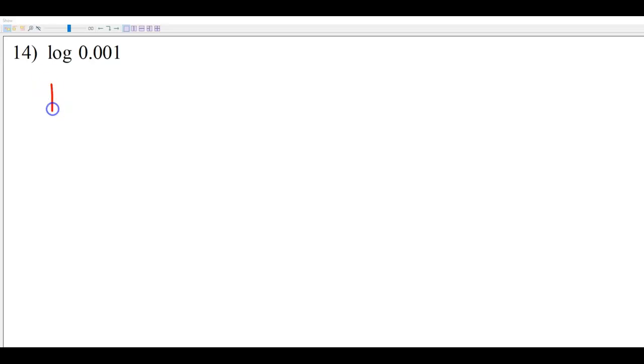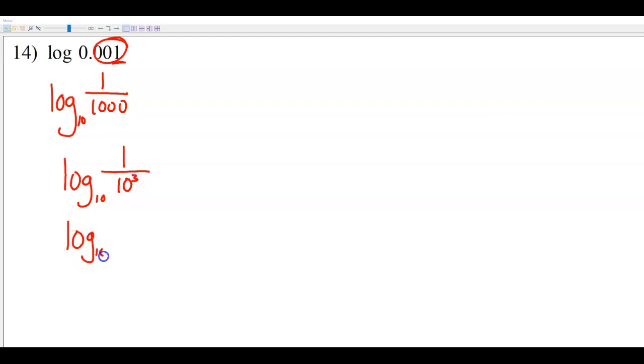Whenever we have decimals, we want to write the number, which is 1, and put it over whatever number place it goes up to. It goes up to the thousandths place, so I'm going to put 1 over 1,000. Now you'll notice that my log doesn't have a base. That means it's a base of 10. So I need to get this 1,000 to be a 10, which I can do, because 1,000 is 10 to the 3rd power. I don't like it in the denominator, however, so we can bring it up to the numerator as a -3. And that leaves me with my final answer of -3.